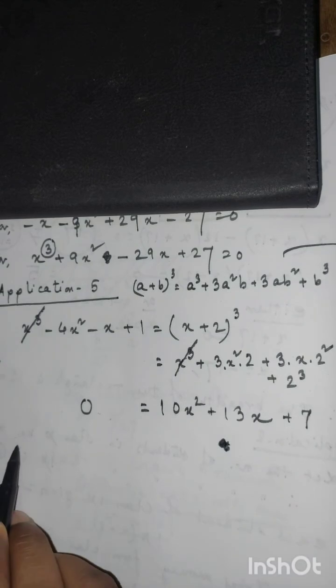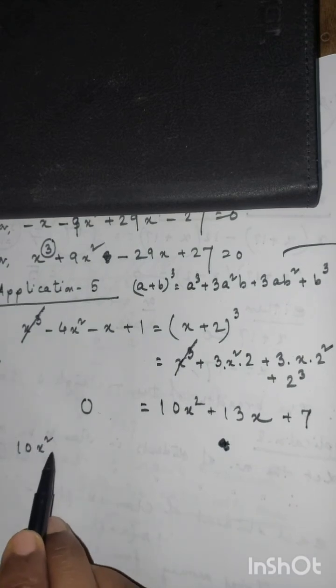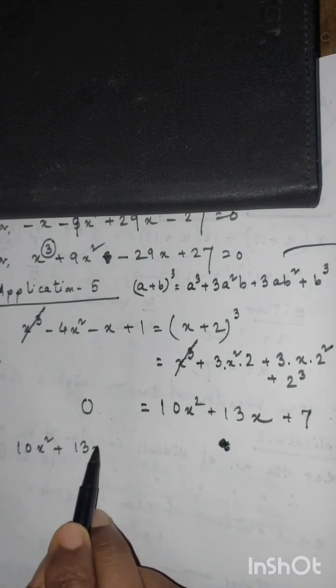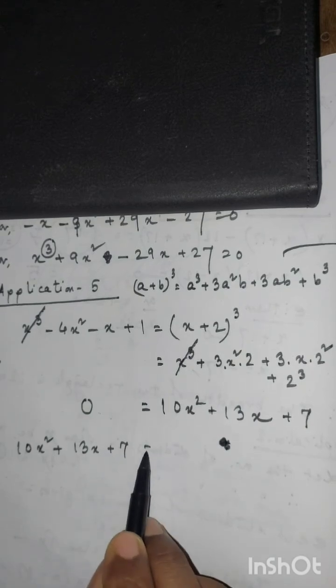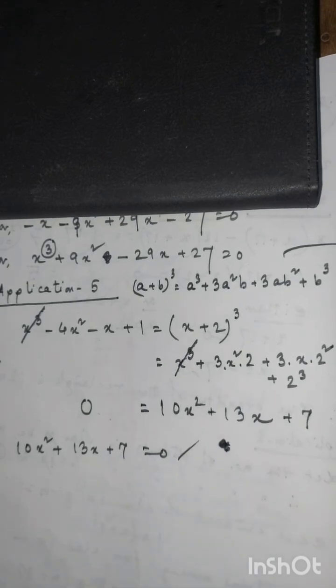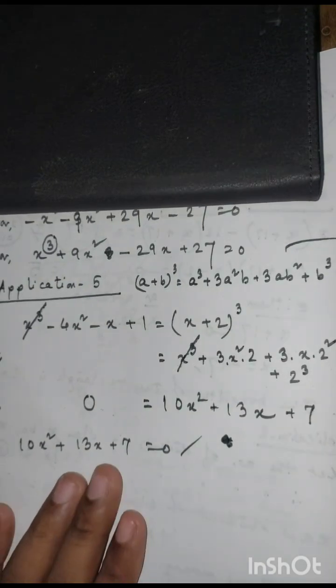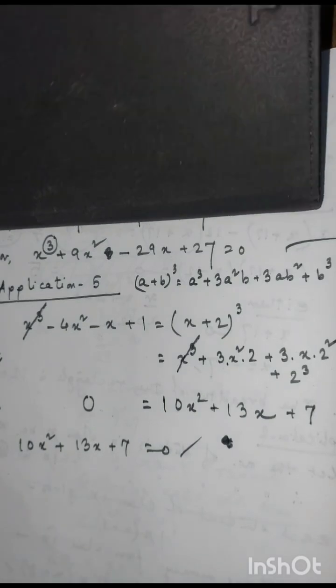10x square plus 13x plus 7 equal to 0. So this should be our required quadratic equation. Now let us start our exercise 1.1.